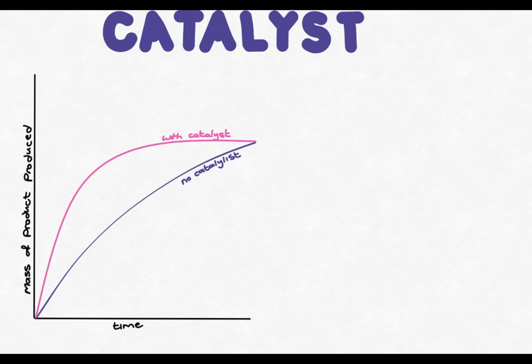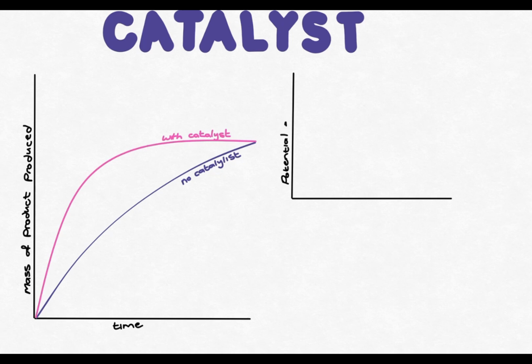Now, different processes require different types of catalysts, but they all work on the same principle. A catalyst provides a different reaction pathway that has a lower activation energy. So this means a higher proportion of the reactant particles have energy that's greater than the activation energy and will result in more successful collisions per second.